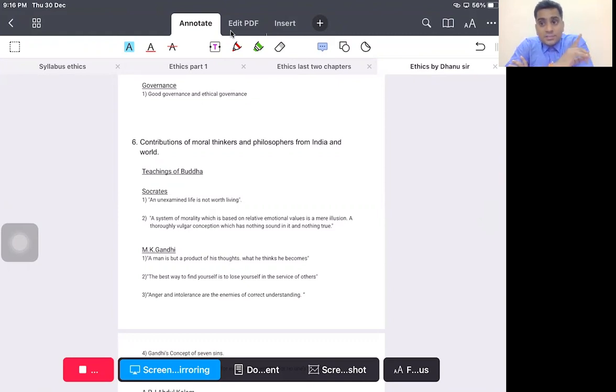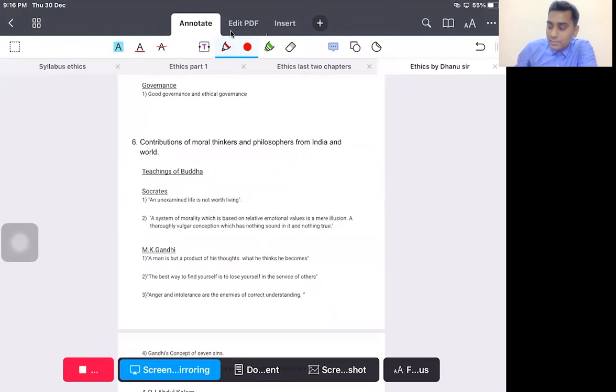I already discussed how to answer this question. If you go back, I said that whenever they are giving a statement of a personality, then how to think or how to answer that. I said you have to answer the statement of a thinker. What I am saying is, in these two topics, the role of thinkers and philosophers from India and the world, and contributions of moral thinkers.